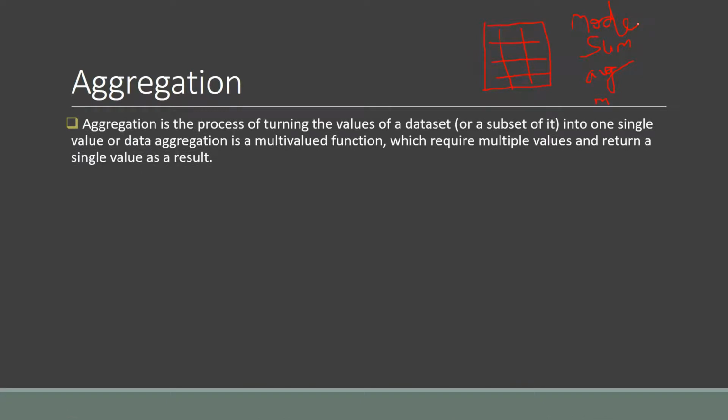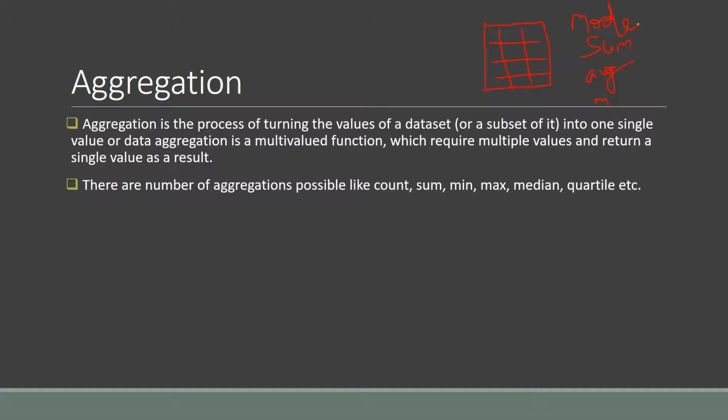In pandas, we are having 13 aggregation functions. Few of them are written over here, that are count, sum, min, max, median, quartile, etc. Standard deviation, variation, all these, what are these? These are aggregation functions. After that, we are going to do it with the help of group by.